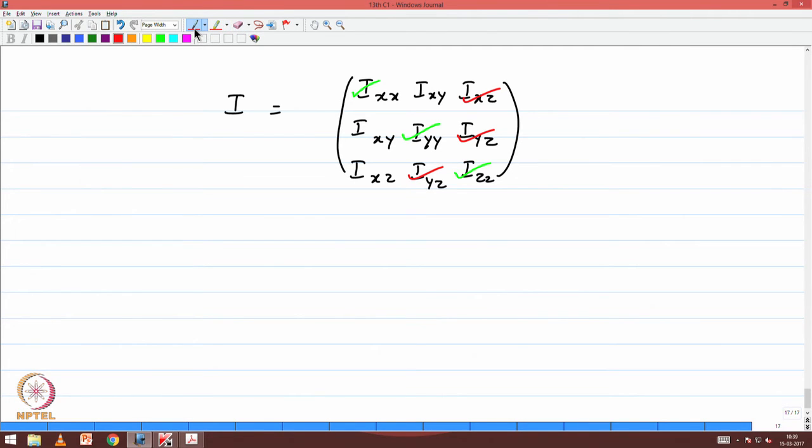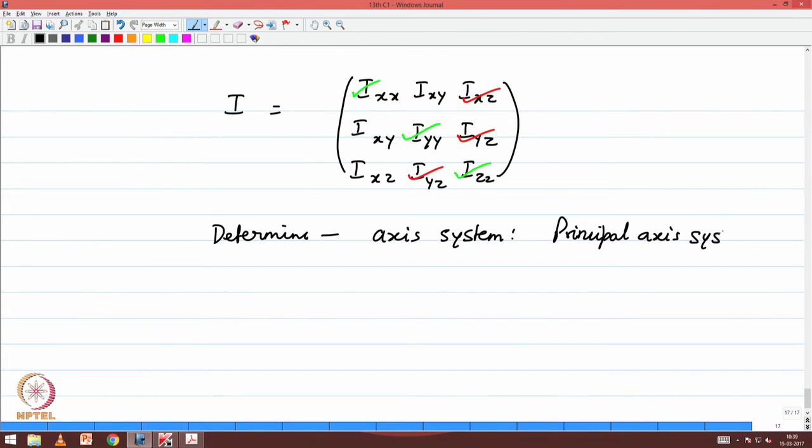but the mathematics of the rigid body system suggests that we can in principle determine what is known as an axis system called the principal axis system, in which there are only 3 moments of inertia. I in the principal axis system, if you have to write, will have only 3 components, namely I_xx. So, let me write that using a different coordinate frame.